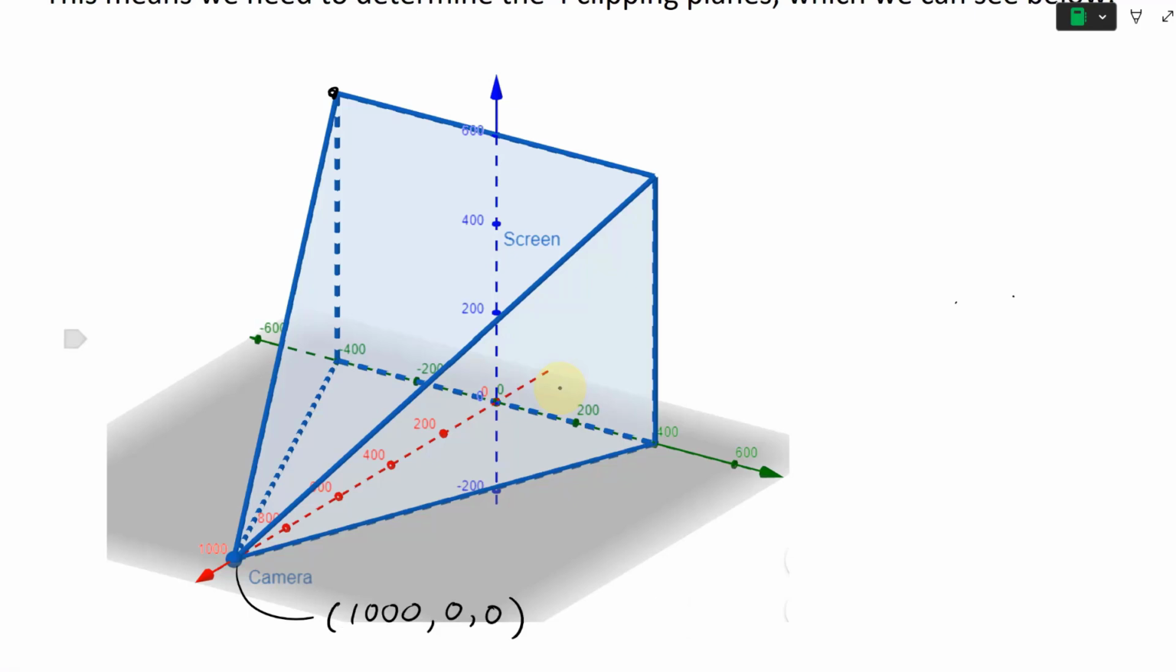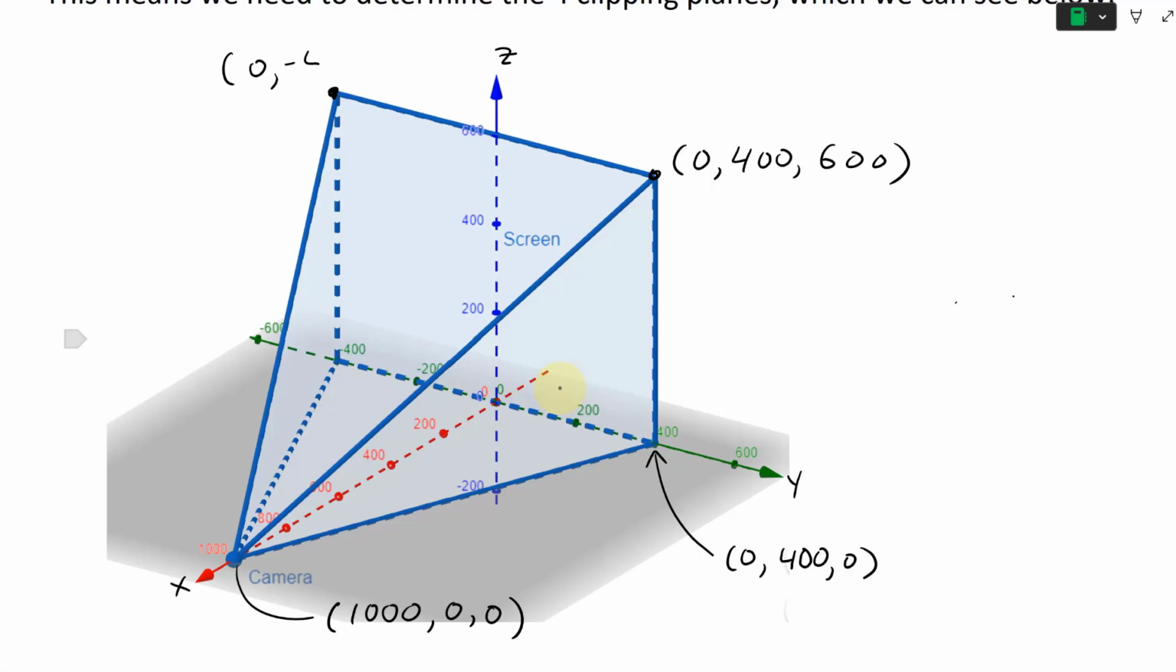Alright, so here the point (1000, 0, 0) is at the camera. This vertex is going to be at 0, 400, and then the height is 600 in the z-axis. It's going to be your x, your y, your z. Then this point right here is going to be 0, 400, 0, and then this top part is going to be 0, negative 400, 600. And just for completeness, this last one is going to be 0, negative 400, 0. And these are the 4 clipping planes.